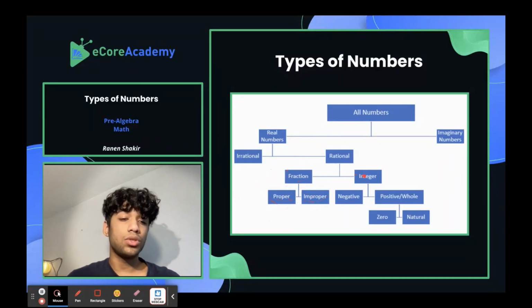And then we have integers, which are negatives, positives, and 0. And then we have the positives and whole numbers. In the positive and whole numbers, we have the natural numbers, which are 1, 2, 3, 4, 5, not including 0. And then we have 0, which is a whole number, not a natural number.